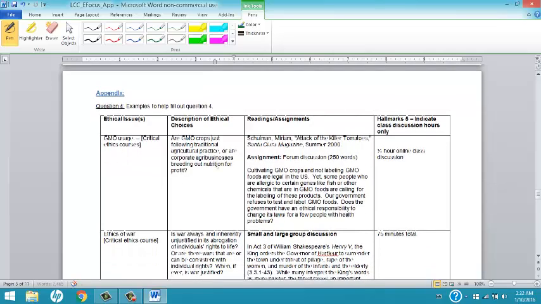Now over here, these are some examples to help you fill out question 4. So for instance, the ethical issue could be on GMO usage, and description of ethical choices could be, are GMO crops just following traditional agricultural practice, or are corporate agribusinesses breeding out nutrition for profit? So please describe your ethical choices and list out your readings, for instance, the reading as well as if assignments are included. For instance, this will be an online forum discussion, and 250 words are required. That would be equivalent to half an hour of online class discussion. And hopefully this will fulfill your hallmark 5 for at least 8 hours of course time designated to course discussion.